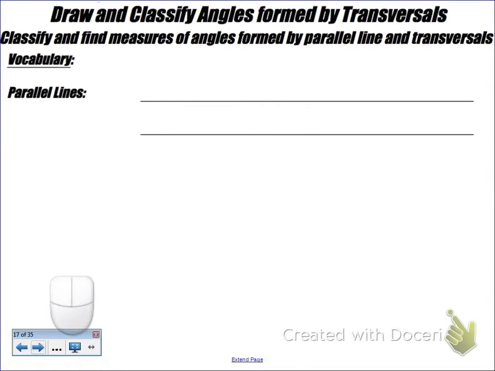So before we jump into that, let's talk about what it means for lines to be parallel to each other. Most of us would define parallel lines as two lines that never intersect, but there's another part of the definition that's really important. In order for two lines to be parallel, not only do they have to never intersect each other, but they also have to be coplanar. So parallel lines are two coplanar lines that never intersect.